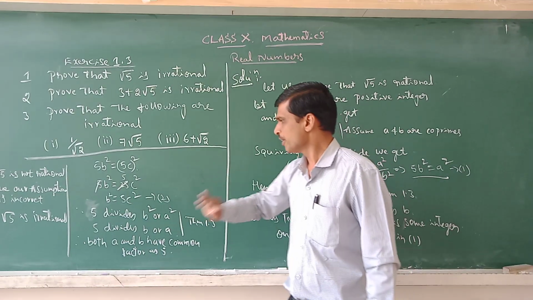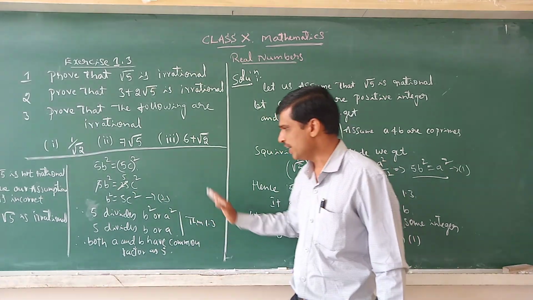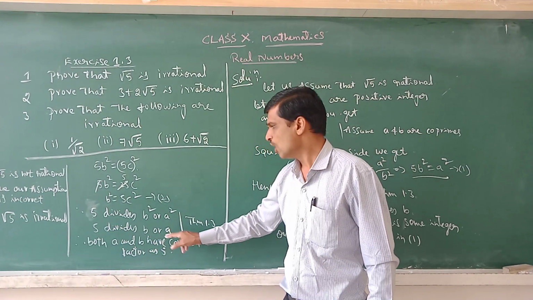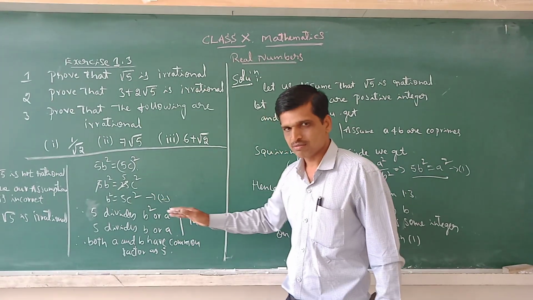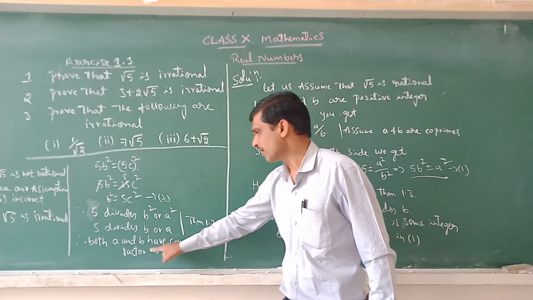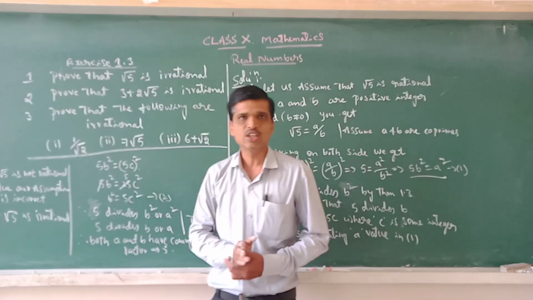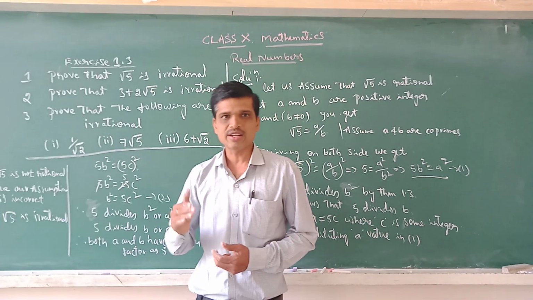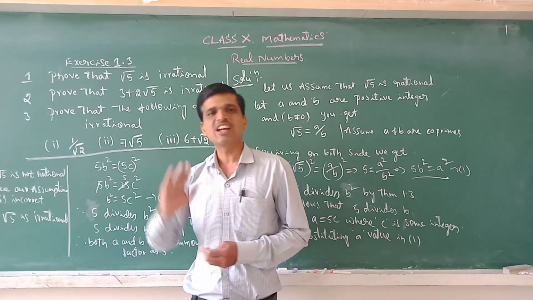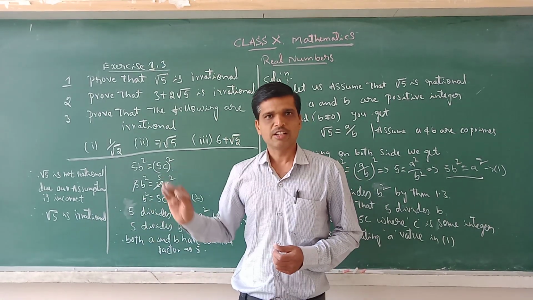Consider equation number 2, in which 5 divides b squared. By Theorem 1.3, the uniqueness of prime factorization, 5 divides b or a. So both a and b are simultaneously divisible by 5, so a and b have a common factor of 5. Therefore our assumption is wrong, that root 5 is rational. It contradicts our assumption because of our incorrect assumption. That is why root 5 is an irrational number.